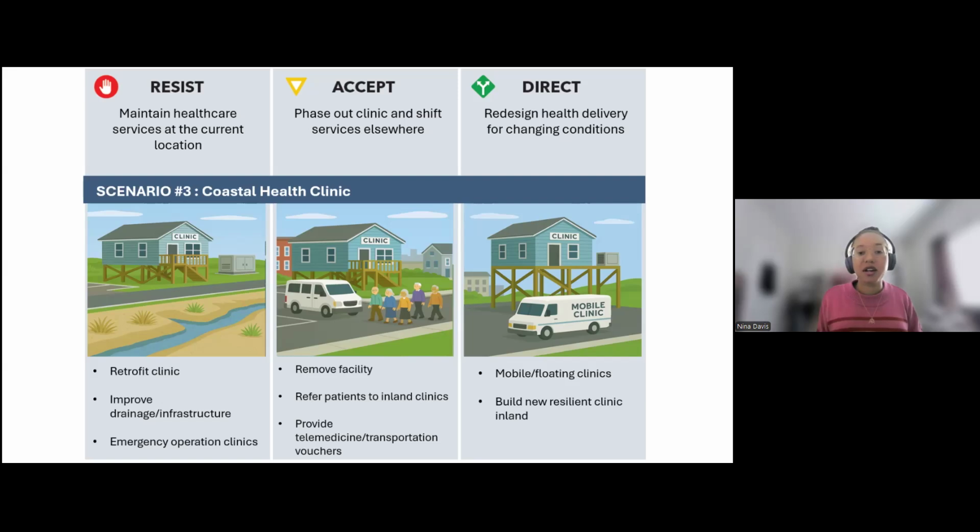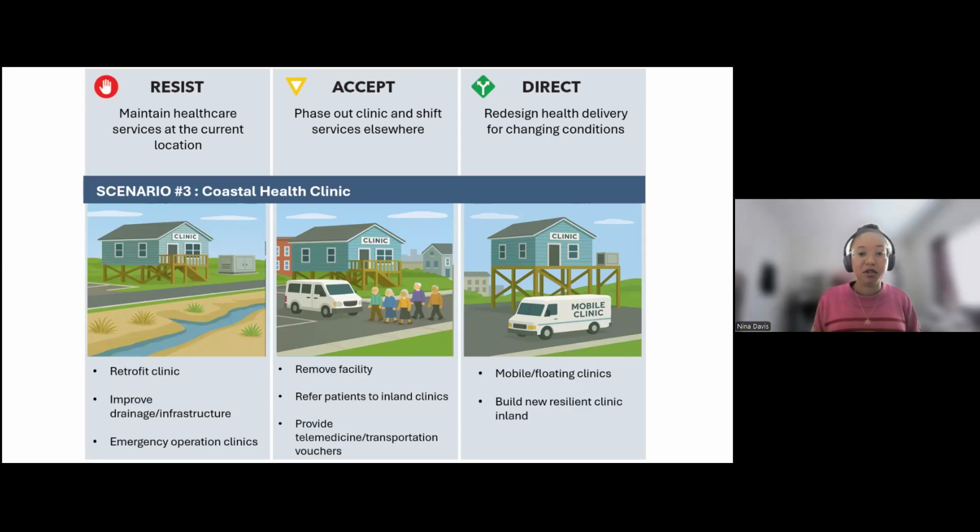For directing, you would redesign health delivery for changing conditions. Actions would include establishing mobile clinics or floating units. Again, this could be considered one of those creative could-do's that I mentioned earlier on, because I'd say mobile and floating clinics could feel a little bit outside of the box, but it's nice to still include it as a potential solution. And there's still ways that we can maybe create mobile floating clinics, as we do have mobile floating houses as well. So just a thought, but I wanted to point out that that could be considered an outside of the box action here, as we continue to creatively consider solutions.